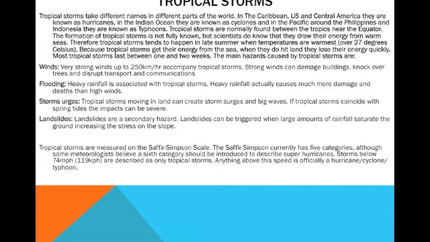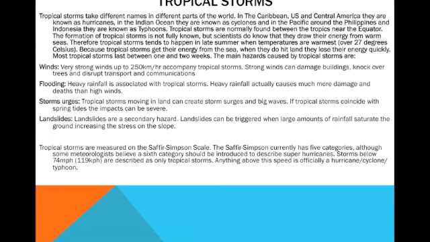So, tropical storms. Tropical storms take different names in different parts of the world. In the Caribbean, US, and Central America, they are known as hurricanes. In the Indian Ocean, they are known as cyclones, and in the Pacific, around the Philippines and Indonesia, they are known as typhoons. Tropical storms are normally found between the tropics near the equator.